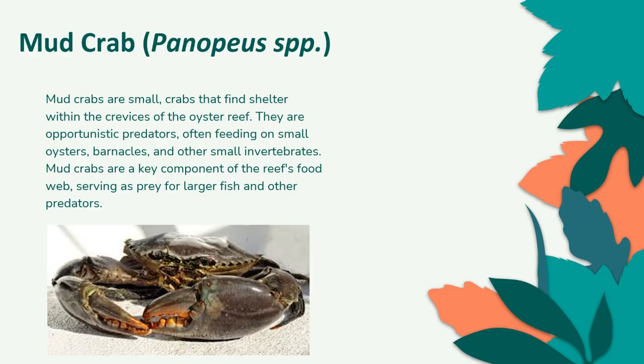Mud crabs are small crabs that find shelter within the crevices of the oyster reef. They are opportunistic predators, often feeding on small oysters, barnacles, and other small invertebrates. Mud crabs are a key component of the reef's food web, serving as prey for larger fish and other predators.